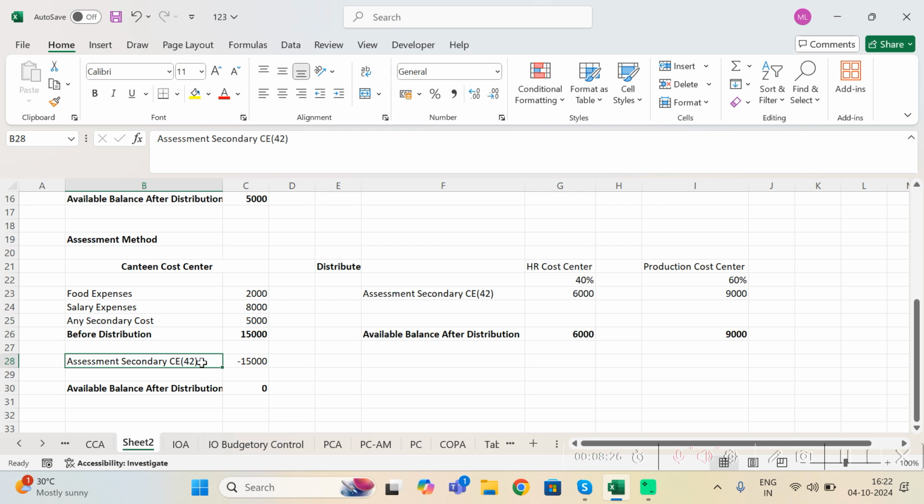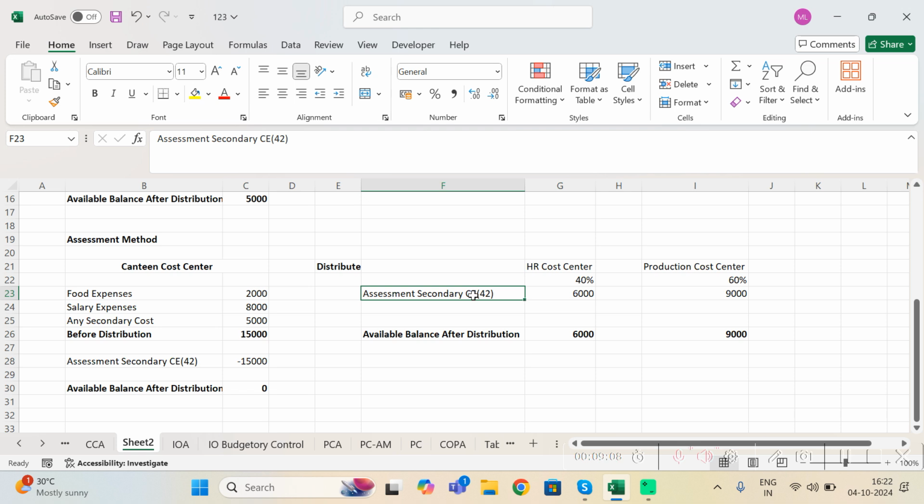This GL, the secondary GL, you have to give while defining the assessment cycle. And if you go to the HR cost center or production cost center, the same GL that was credited here will get debited here. So this 15,000 will get allocated between these two cost centers based on the ratio 40 and 60. So here 40% of 15,000 is 6,000 and 60% of 15,000 is 9,000. So if you go and check in the HR cost center and production cost center, you will find this much and this much, and you will find this secondary cost element.